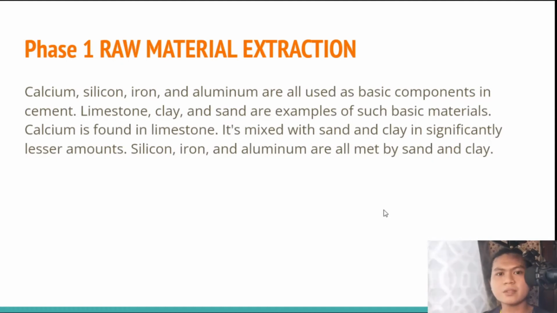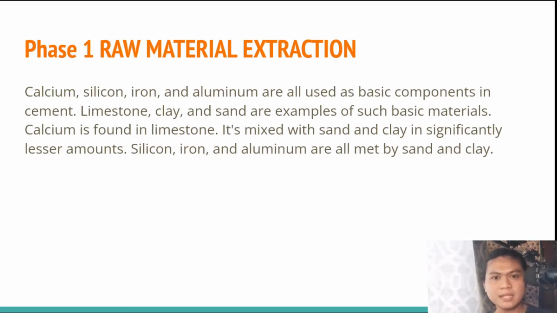So let's talk about the first phase of manufacturing a cement. The first phase is called the raw material extraction. In the raw material extraction, calcium, silicon, iron, and aluminum are all used as basic components in the cement. Limestone, clay, and sand are examples of such basic materials. So calcium is found in limestones. It's mixed with sand and clay in significantly lesser amounts. Silicon, iron, and aluminum are all met by sand and clay.